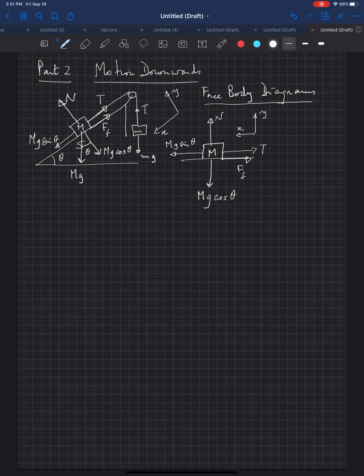And for the other body, the body of mass small m, you have mg and T, and I can just assume upwards in this case is positive y. Okay, that's positive y because the object is moving downwards, and so the small mass is moving upwards.